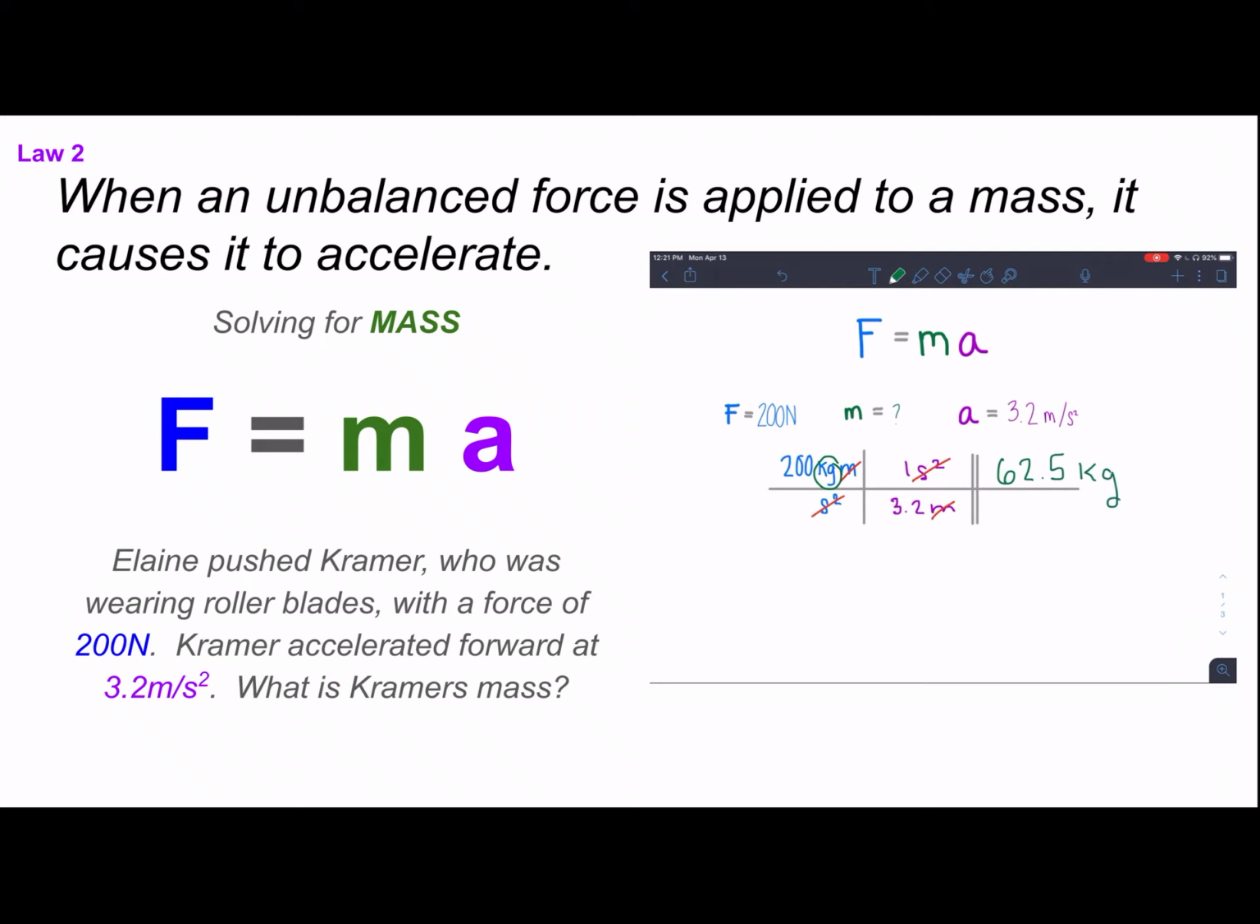You can also solve this problem by taking your force and dividing it by acceleration. And that would also give you the 62.5 kilograms.